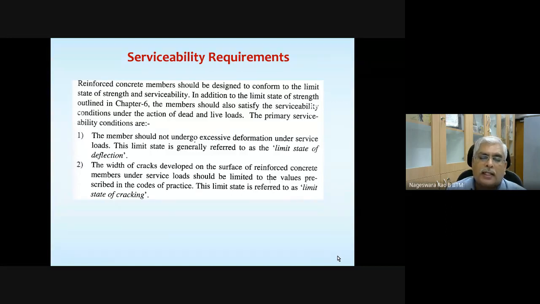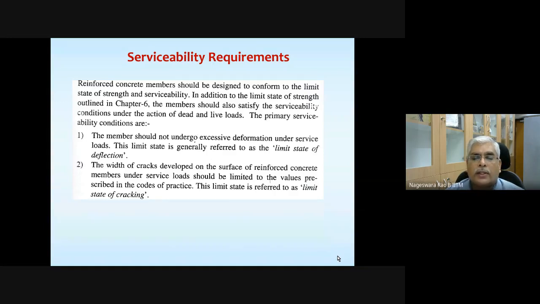So once we get the area of steel and dimensions of the beam, we also need to check for serviceability requirements. One is deflection. The structure has to be functional. Even if you guarantee the structure is safe, if it is not going to serve the purpose because of excessive deformation or deflection, it's going to be useless. So deflection has to be within certain limit as per the code.